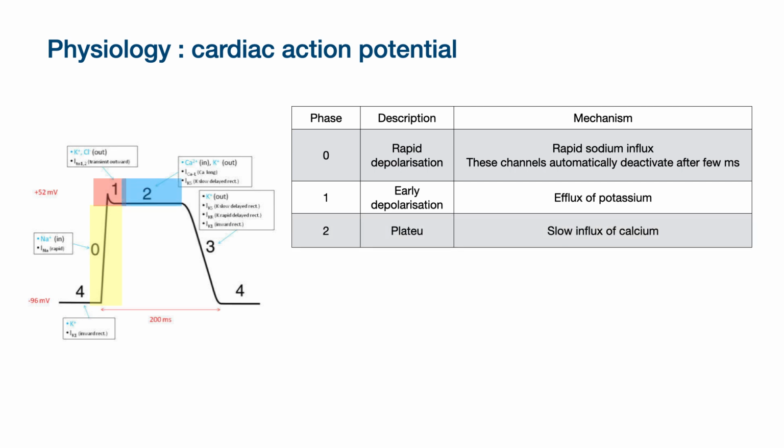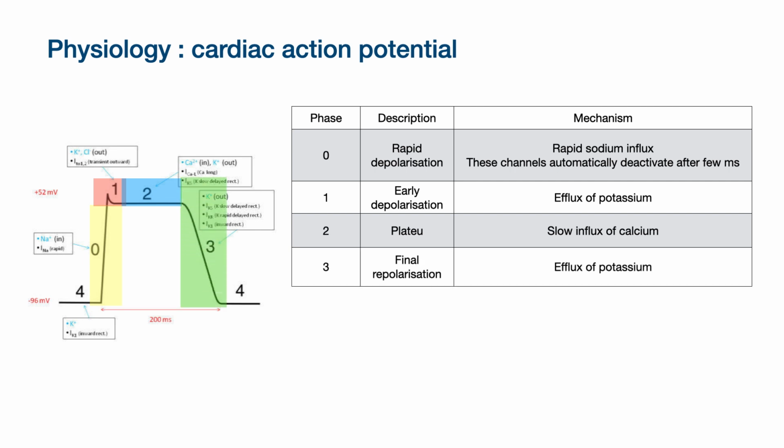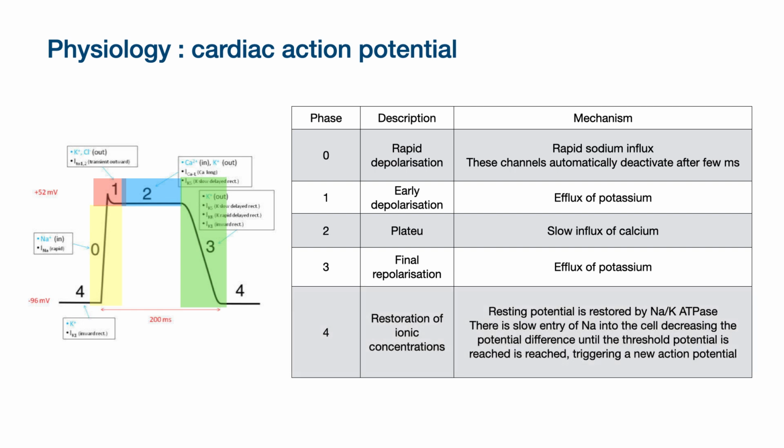Phase 2 is the plateau phase, where there is slow influx of calcium. Phase 3 is the final repolarization phase, where you notice efflux of potassium again. And lastly, phase 4 is the restoration of ionic concentration. The resting potential is restored by the sodium potassium ATPase.